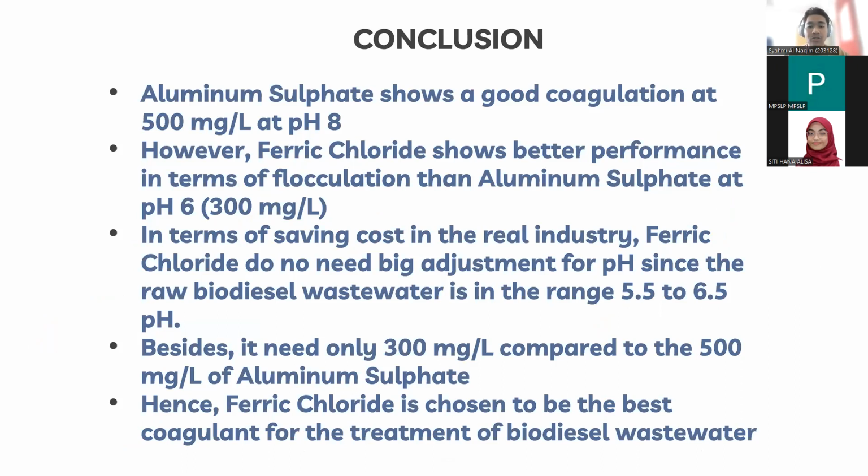However, ferric chloride shows a better performance in terms of flocculation than aluminum sulfate at pH 6, with the dosage of 300 mg per liter. In terms of saving cost in the real industry, ferric chloride does not need pH adjustment, since the raw biodiesel water is already in the range of 5.5 to 6.5 pH. Besides, it needs only 300 mg per liter compared to the 500 mg per liter of aluminum sulfate.